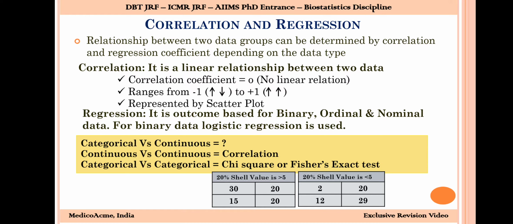So when you are going to find out the relationship between categorical versus continuous, what type of test you are going to use, that we will discuss later. But when you are going to relate continuous and continuous data, then correlation is used. Okay, so please remember this. Categorical versus categorical is tested by the chi-square test and the Fisher test.